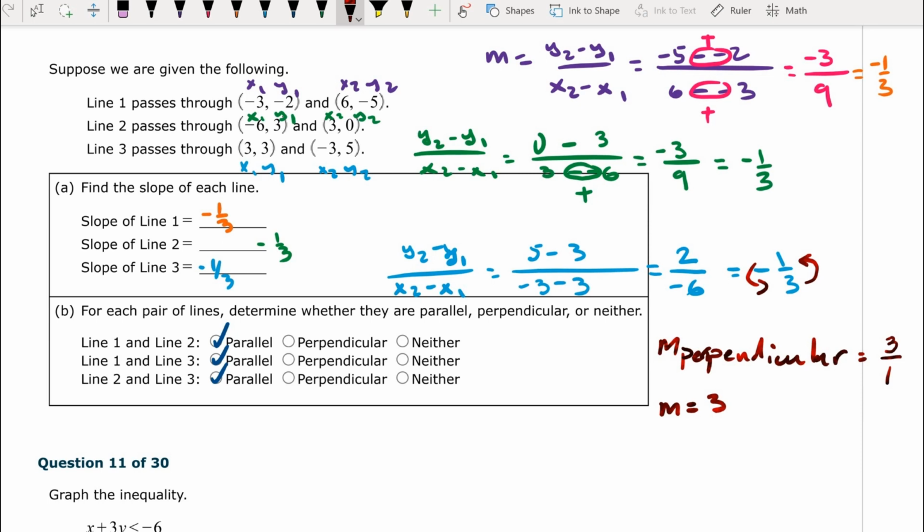Okay, one more example. If the original slope was 2, then what do you think your perpendicular slope is going to be? It will be a reciprocal, which means 2 over 1. You're going to flip it. That will be 1/2. And opposite sign, which means it was positive 2, it will turn -1/2. Alright, that will be the slope of the perpendicular line. Neither is when it doesn't fall into either case.